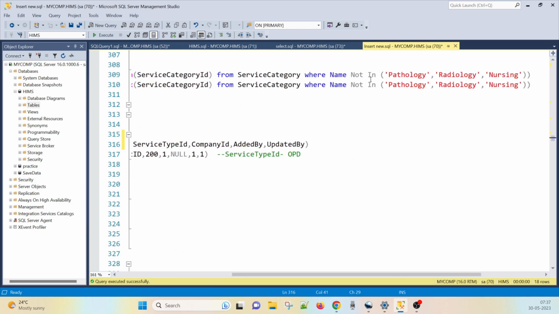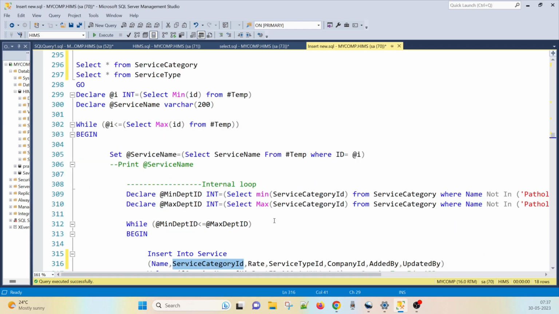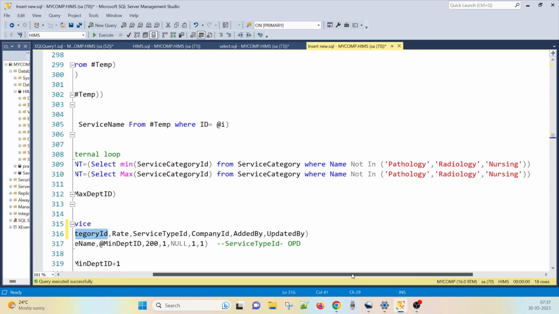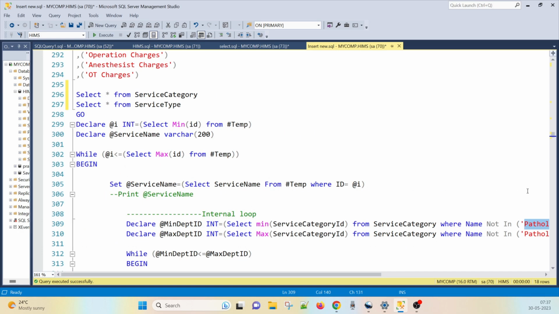And right now, these services mean consultation and follow-up procedures, operation theater. These are not the pathology, radiology, nursing services. Correct? Suppose there is a medicine department or an orthopedic department, we can do the consultation, but that consultation is not applicable for pathology, radiology, and nursing. So that's why I executed the NOT IN command here.